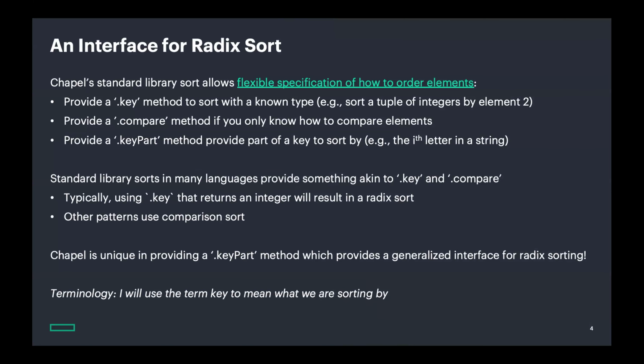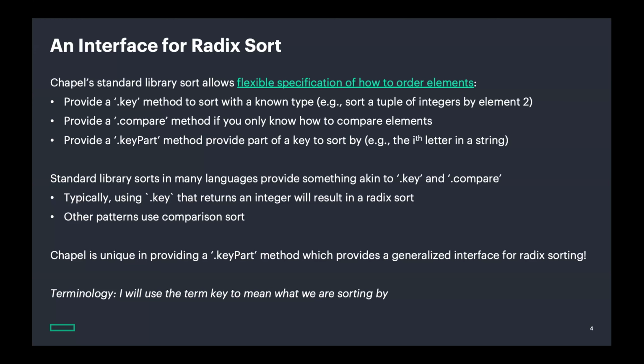So a starting point is, let's just talk about how you provide the order you want to sort something when you call the sort function. In the Chapel standard library, you can provide what we call a comparator to indicate the order you want in your sort. And you can do that in three different ways. You could provide a key method, and that'd be for a case like if you're sorting a tuple or a record that has a particular field you want to sort by, you can just return that and go. You can provide a compare method if you only know how to compare two elements to indicate their order. And you can provide a key part method that lets you return part of a key to sort by.